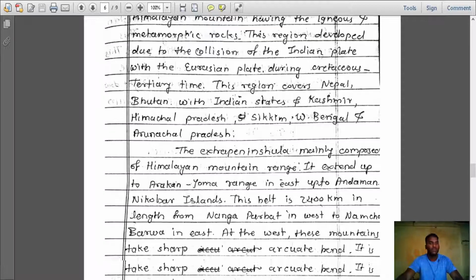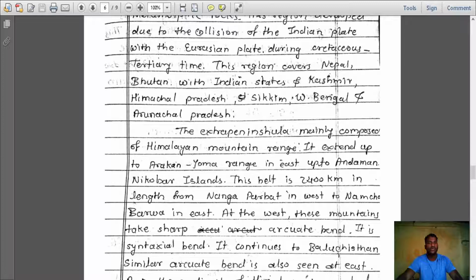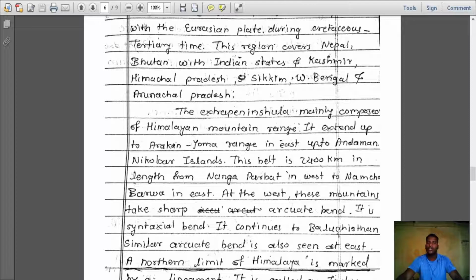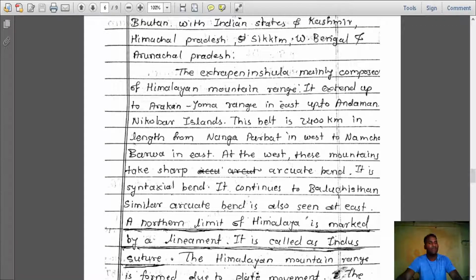It extends up to the Arakan Yoma range in the east, up to the Andaman Nicobar Islands. This belt is 2400 km in length, from Nanga Parbat in the west to Namcha Barwa in the east. At the west, these mountains take a sharp arcuate bend. It is the syntaxial bend. It contains Baluchistan. A similar arcuate bend is also seen at the east.